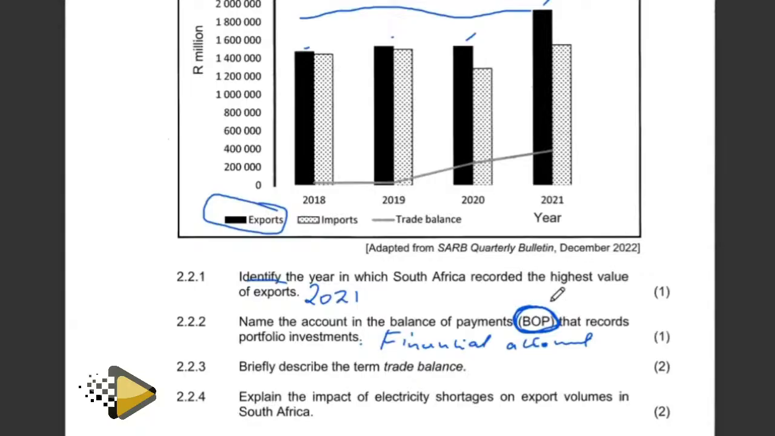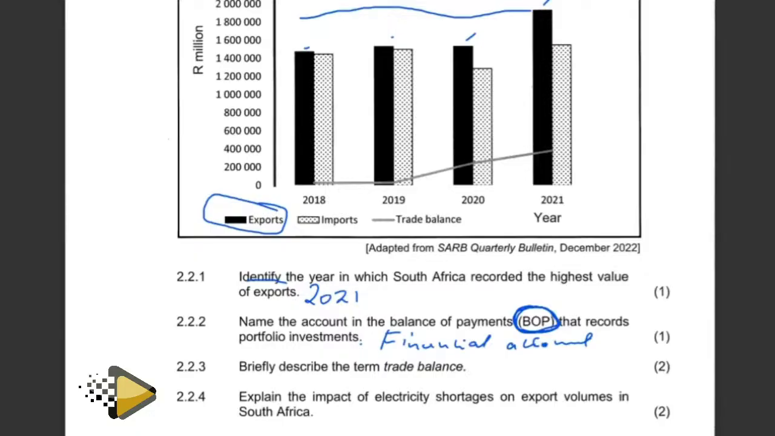So now let's move on to the next question, grade 12. The next question reads as follows. We have 2.2.3, briefly describe the term trade balance. So now, if you still remember, grade 12, when we talk of the trade balance, we refer to the value of exported goods plus net gold exports less the value of the imported goods.